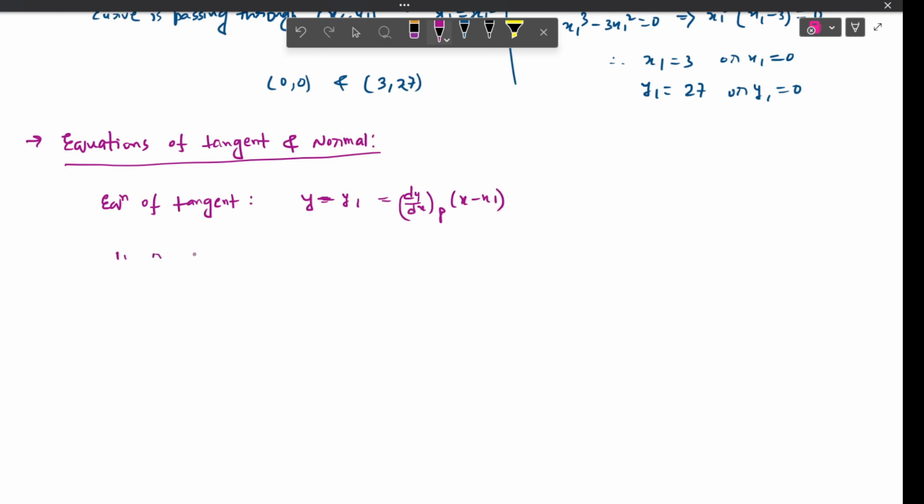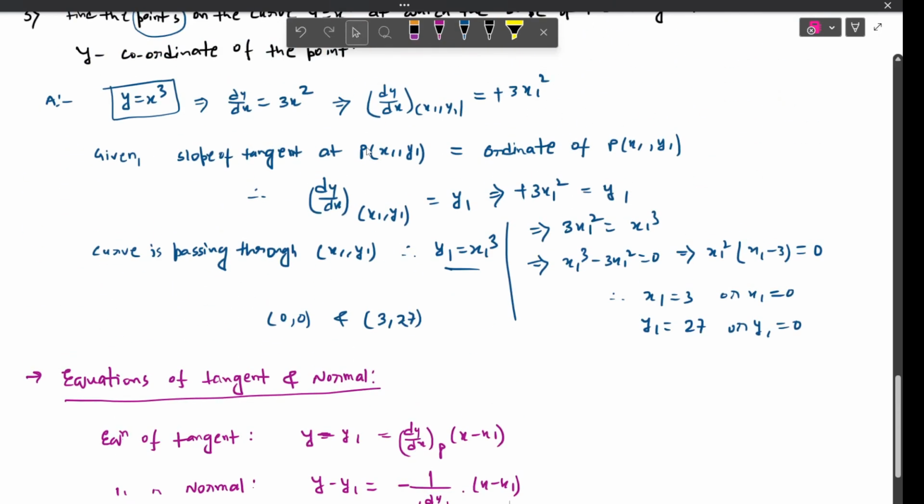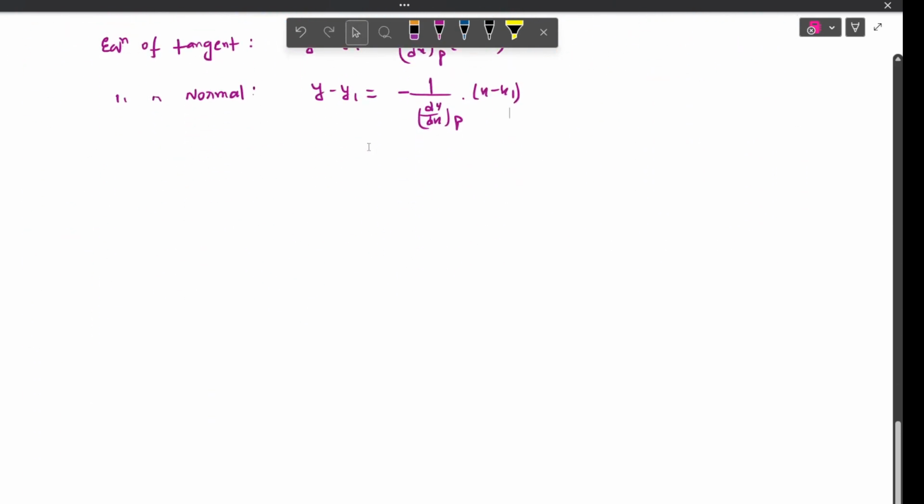And what should be the equation of normal? The equation of normal should be y minus y1 equals minus 1 by dy by dx at point P, into x minus x1. So we have assumed that the curve is passing through x1, y1. Okay, so let's see some questions. Here is question number 4.